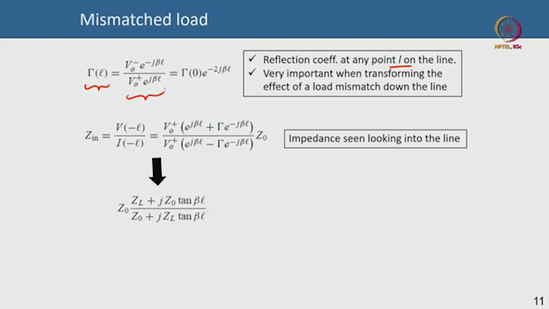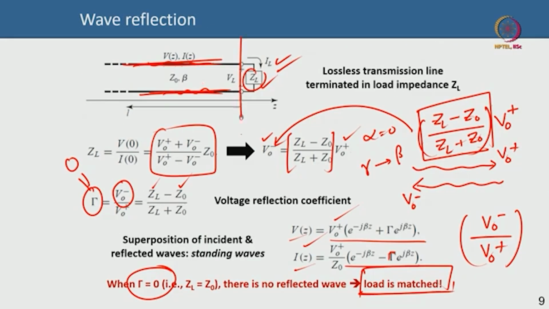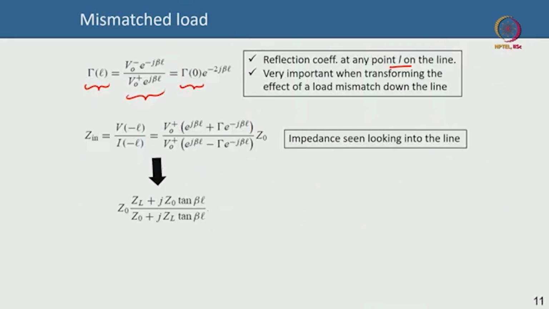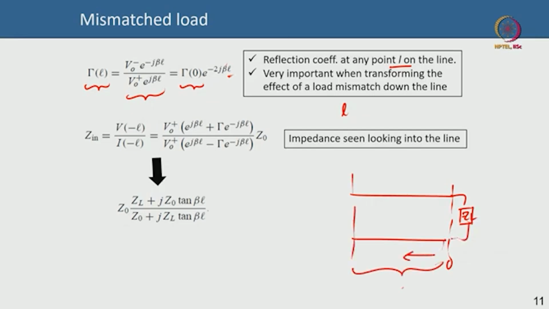This all comes from algebraic manipulation. So it is gamma at 0, remember 0 is this point, at the load. So gamma at 0 times e to the power minus 2jβL. L is the length that you are looking at, and β is of course the propagation constant. So now if there is a length L, I have a transmission line, this is my 0 point, and of course there is a load here, maybe ZL, but I am looking at this side and suppose I have a length of transmission line which is L.